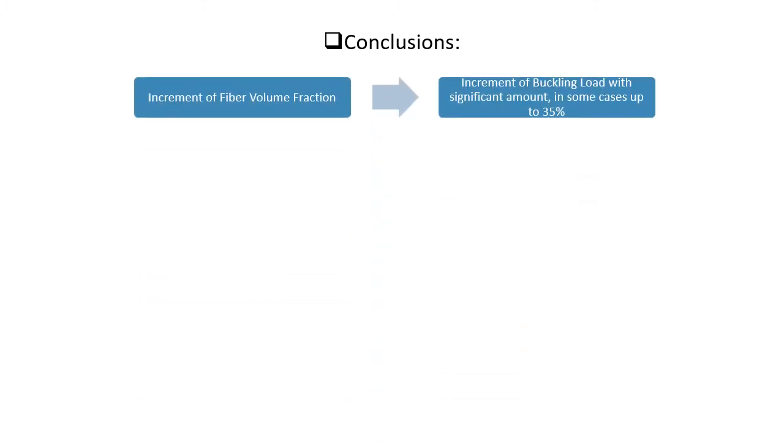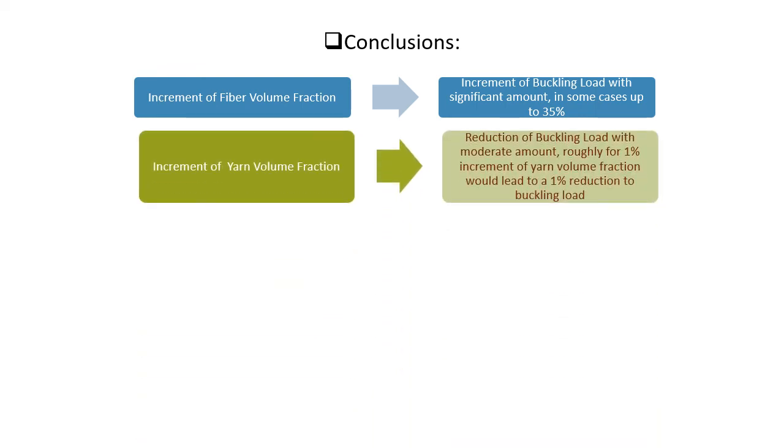Finally, let us look at the conclusions, the key findings of this research. Increment of fiber volume fraction increases the buckling load significantly, in some cases up to 35%. Then increment of yarn volume fraction, as we can see, will reduce the buckling load, and roughly a 1% increment of yarn volume fraction would lead to a 1% reduction of buckling load, and this is approximate. Sometimes it's 0.9 to 1.1%.